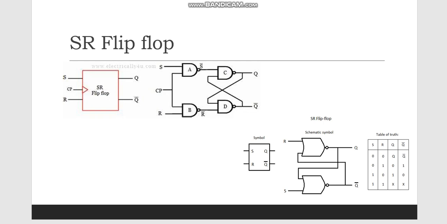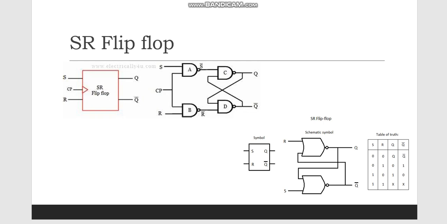If S equals R equals 0, a clock transition produces no change of state, that is, Q' equals Q. If S equals 0 and R equals 1, the flip-flop goes to the 0 clear state. If S equals 1 and R equals 0, the flip-flop goes to the 1 set state.